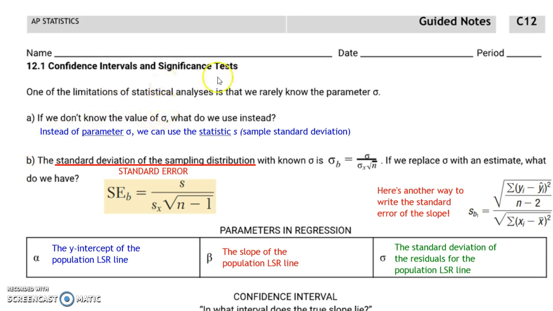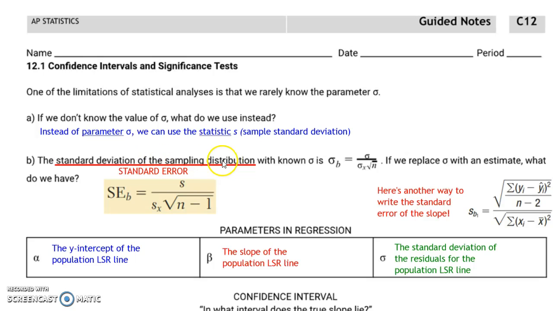All right. The first part talks about the fact that we rarely know the parameter sigma. That's the parameter for standard deviation. If we don't know that parameter, what do we use instead? Well, we learned this a couple of chapters ago. We actually use s, the statistic s, which stands for the sample standard deviation. If we don't know the population standard deviation, we've got to use the sample.